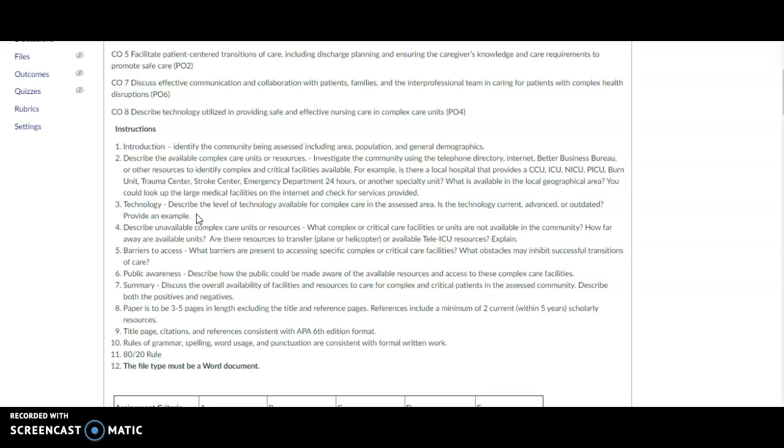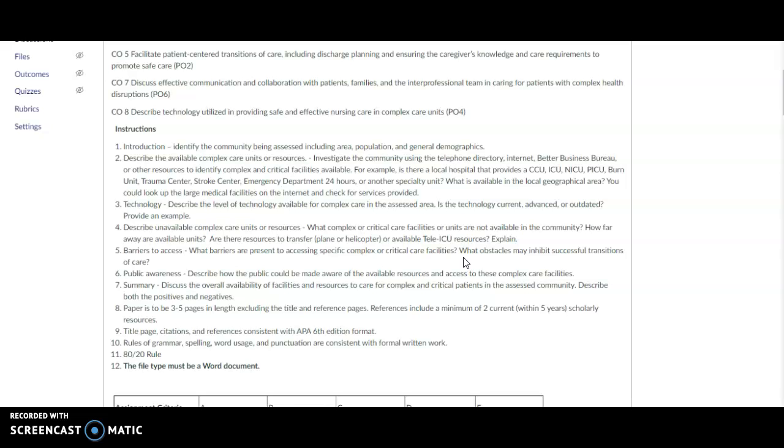Then your next area is what isn't available and how do you get to these units if it's in another area. Would you have to take a helicopter, a plane, ambulance? How would you get there if you needed complex health care? What are some of the barriers to accessing specific complex or critical care facilities? What obstacles might inhibit transition? Now, it could be distance, but it could also be financial, language. So looking at your area, what are the barriers to get to these critical care areas?